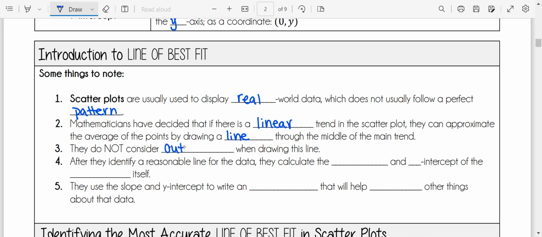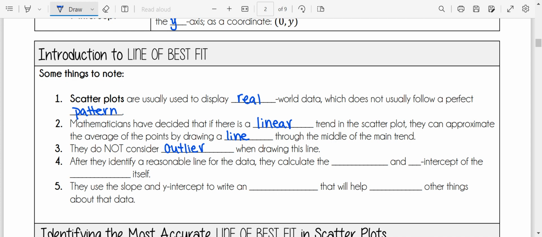So remember, an outlier is a point or a piece of data that's way far out, way too big, or way too small. So we do not consider those when we're doing our line of best fit. So don't try to move the line for the outlier.